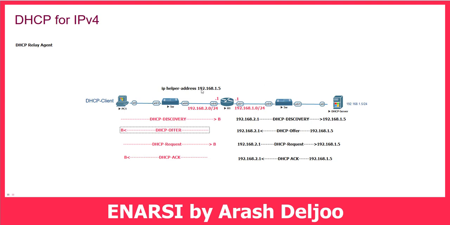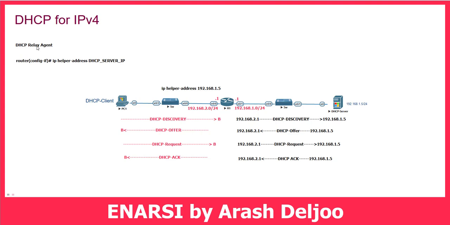Don't forget, we need to configure IP helper address, then the IP address of the DHCP server, on the interface of the router that is residing in this LAN. If you configure it with an incorrect IP address, the systems cannot receive an IP from the DHCP server. The command, in router config-if, is IP helper address, then the DHCP server IP address. This is the method we call DHCP relay agent.